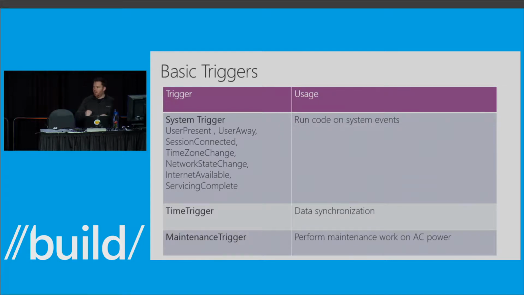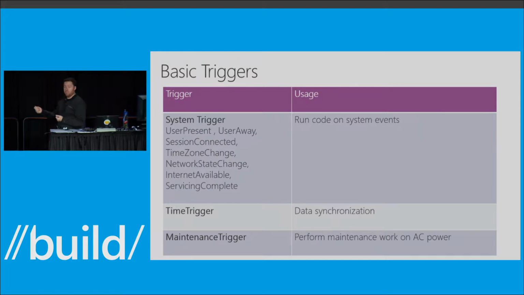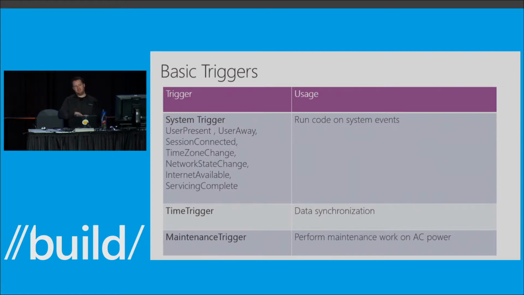Session connected, that's strictly speaking when the user logs in. On the phone, there's only one user, so that will be when the phone boots up, more or less. Time zone change, fairly self-explanatory. Network state change and internet available fire when the network becomes available or not available, or if you change from, say, cell radio to Wi-Fi. Those triggers will fire. Service incomplete is interesting. When you upgrade your app, say from version 1 to version 2, you can register for this trigger associated with a background task. That background task will fire after your update is done. That's useful if you've changed the schema of some of your data or you want to do that during an update to make sure everything works well.